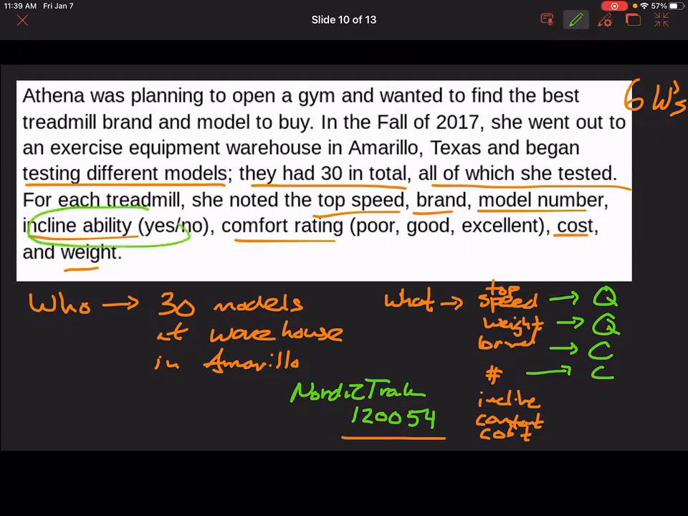Then inclinability, can it lift up so that it's like a hill or not? Does it only stay flat? That's a yes or no answer, so that is categorical, not numbers. Comfort rating, poor, good, excellent. Those are not numbers with units, so it's categorical. And then cost, that's going to be quantitative. X number of dollars or units, so quantitative.